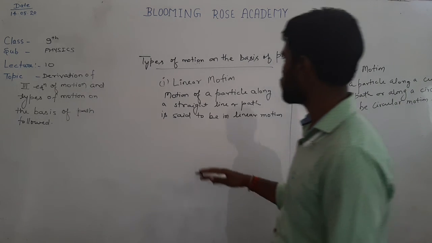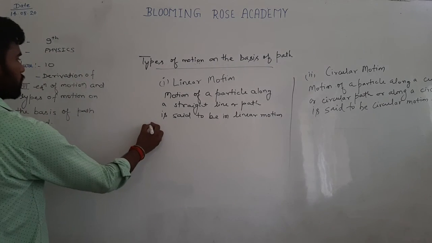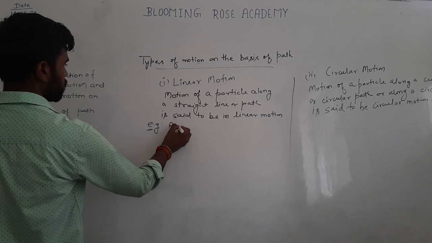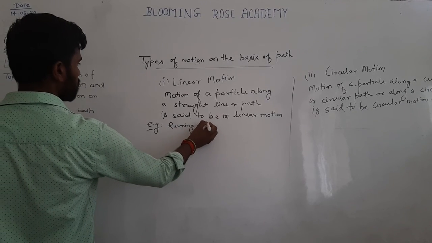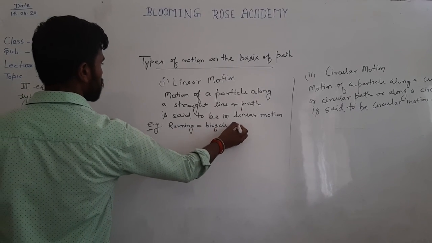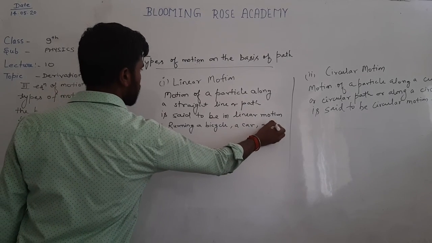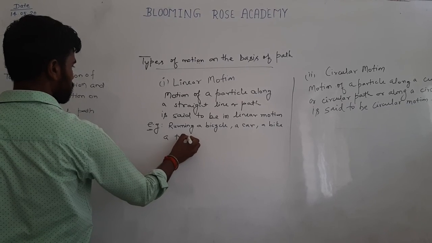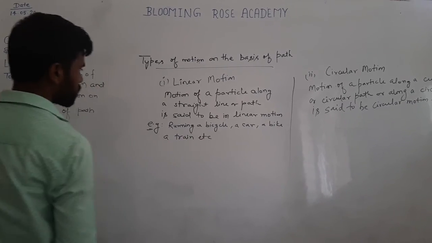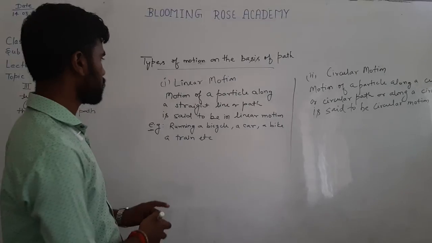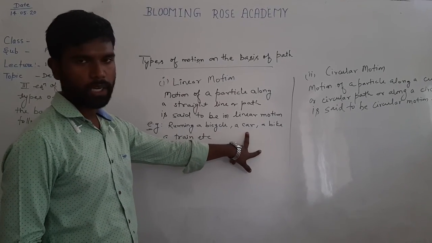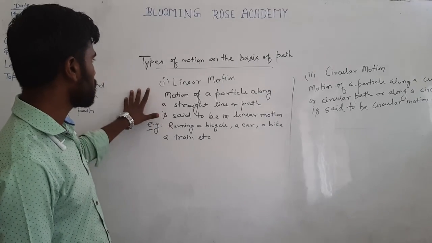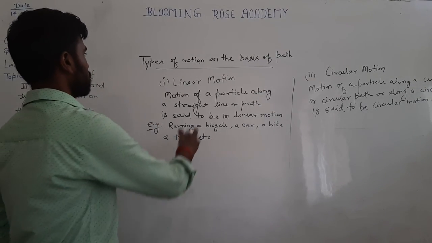Let us take examples of linear motion and circular motion. Examples of linear motion are the running of a bicycle, a car, a bike, a train, etc. That is, a bicycle, a car and a bike on the road, and a train on its track, are in linear motion.